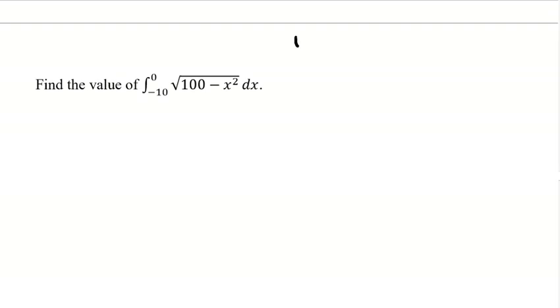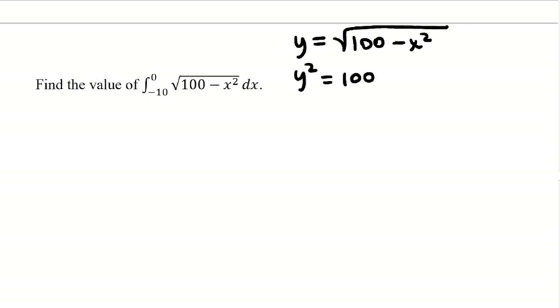I'm going to say y equals the square root of 100 minus x squared. Okay, well, we don't know what that is. So what can we do to both sides? Square it to get rid of the square root, right? So y squared would equal 100 minus x squared. And do we see it now? Yes, it's part of a circle. Then we add x squared to both sides, and we say x squared plus y squared equals 100. Oh, yes, that's a circle.